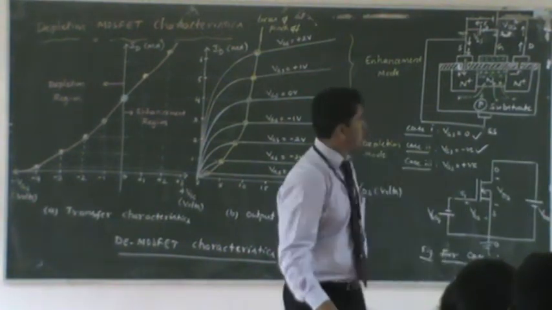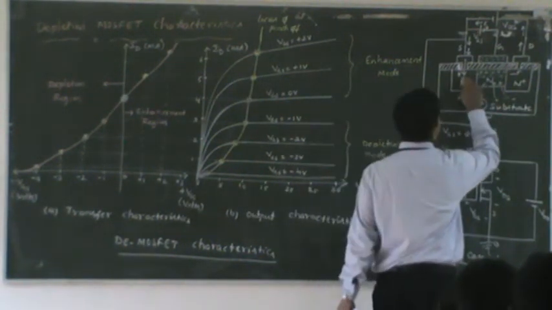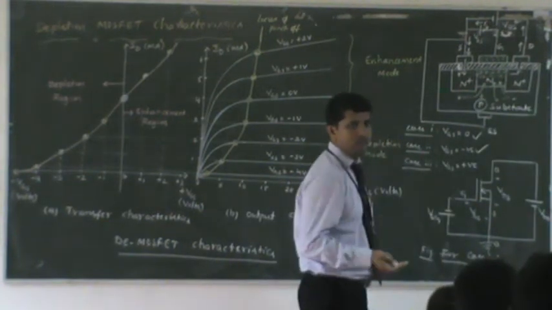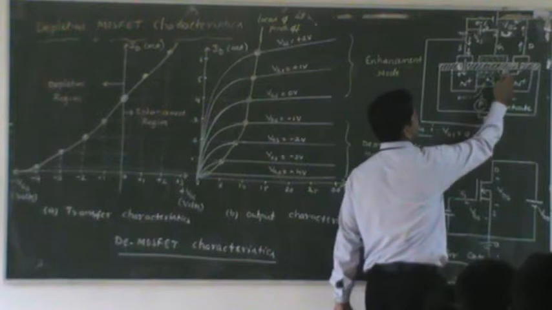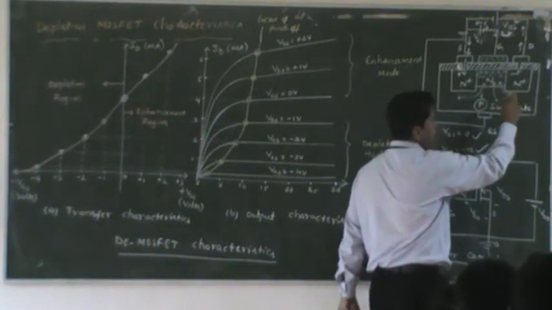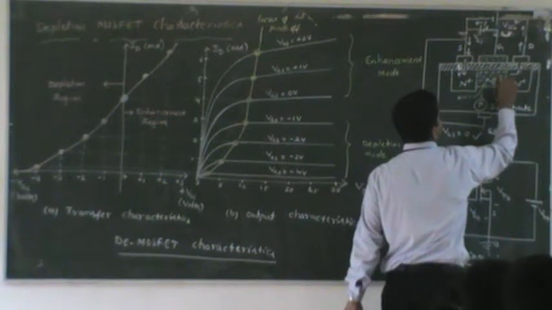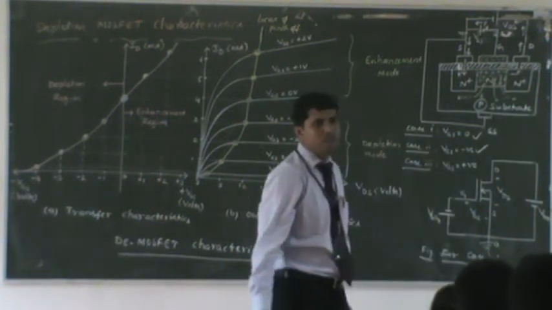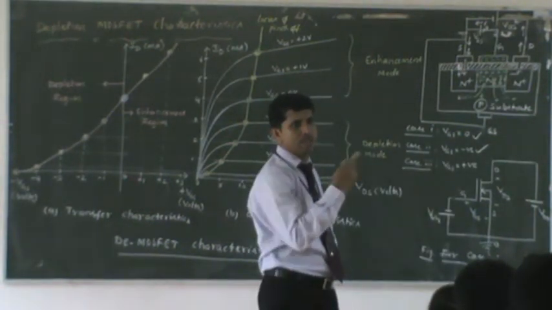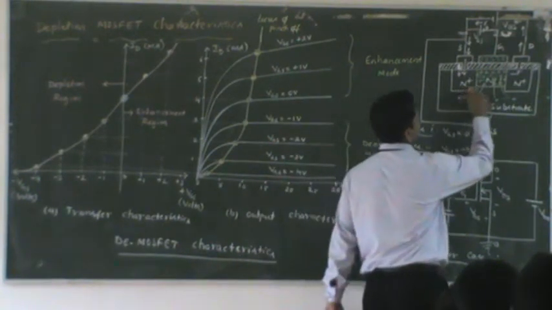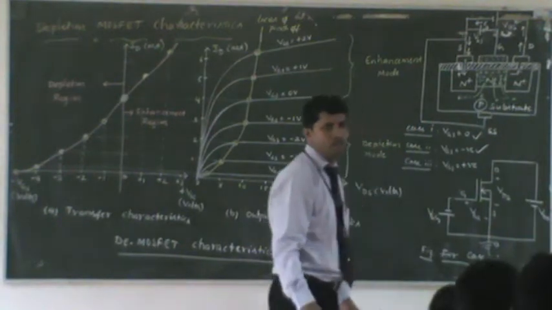Because of those positive charges, electrons cannot cross them. Electrons should have continuity. Now this continuity has been lost because of the accumulated positive charges. If you increase VGS more, you will see more positive charges. That will completely block the two N plus regions. When those regions are blocked, obviously the current flowing from source region to drain region will stop.